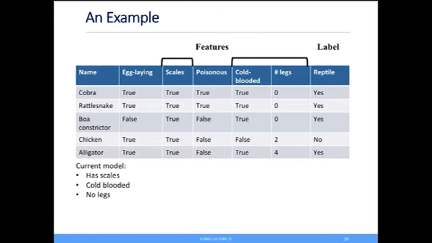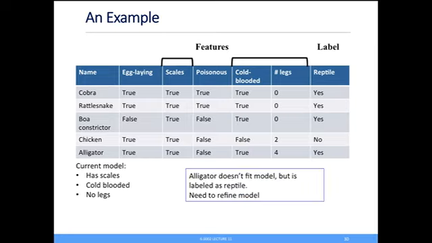And now I'll give you an alligator. It's a reptile, and oh fudge, right? It doesn't satisfy the model because, while it does have scales and it is cold-blooded, it has legs. I'm almost done with the example, but you see the point. Again, I've got to think about how do I refine this.